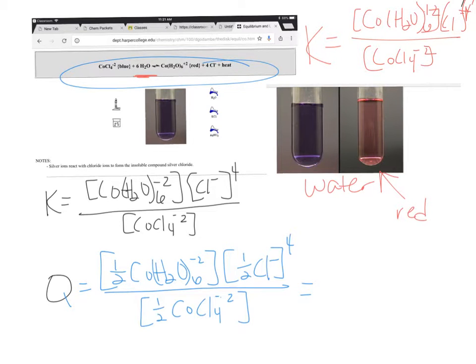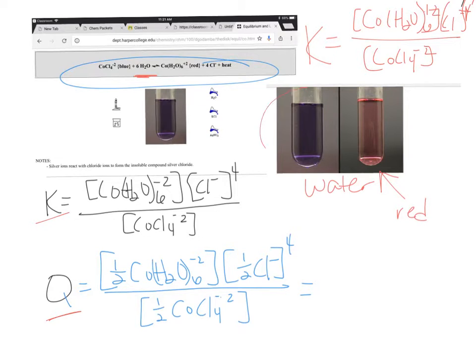So what happens when you dilute everything, when you dilute a system, the equilibrium position is going to shift to the side that has fewer moles of your substance. And this will happen with pressure and with concentration. And let's think about this as we think about Q and K.